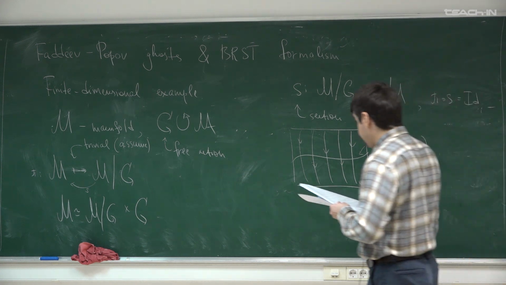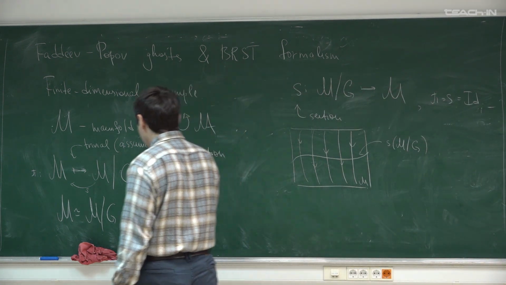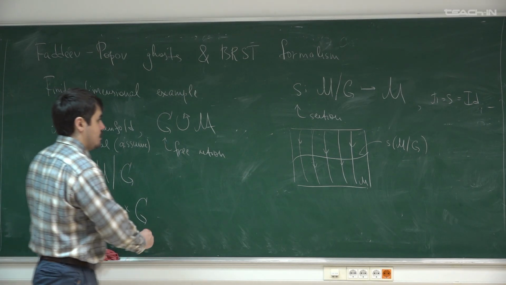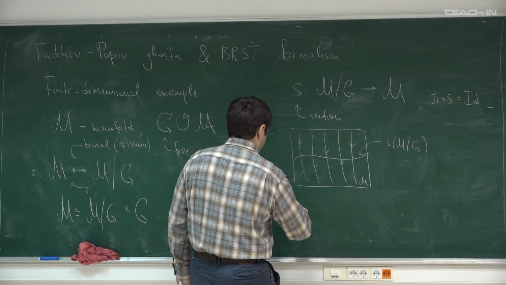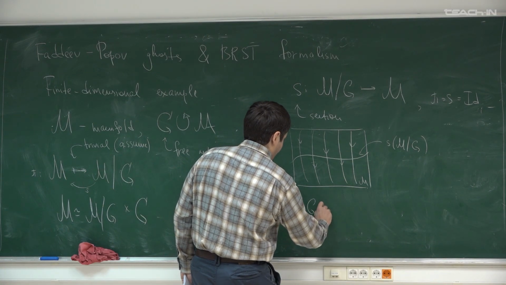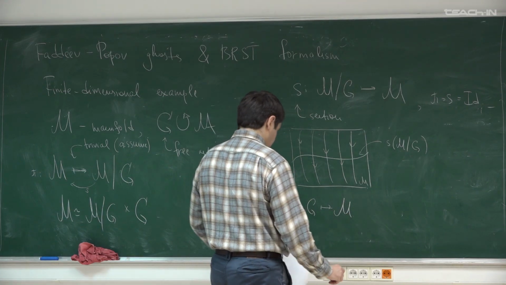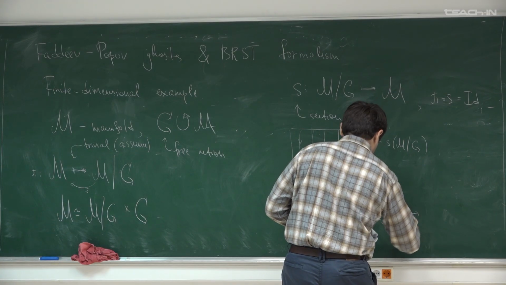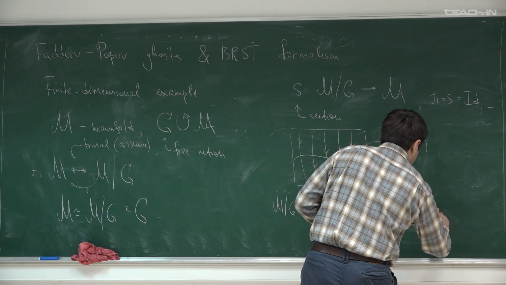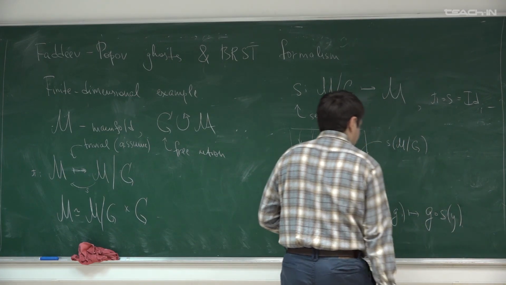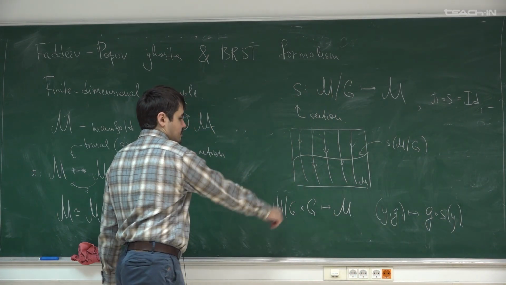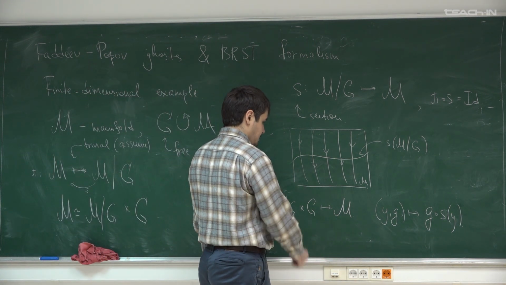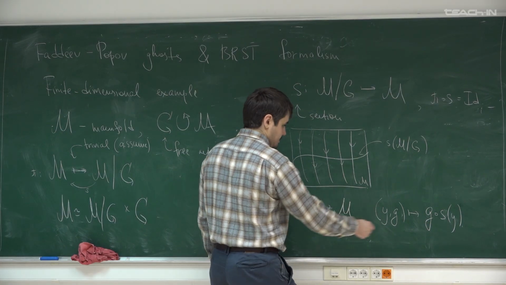Yeah, so then the map from M times G to M over G times G to M is defined by the following. You take (y, g) and you map this to g acting on S of y. So this is the isomorphism that we have here. y is a point in M over G, so you take its image.